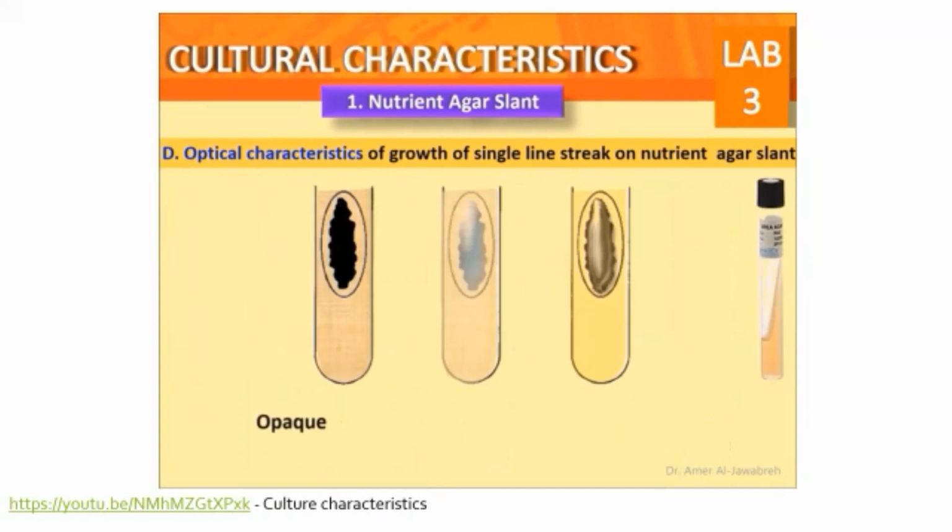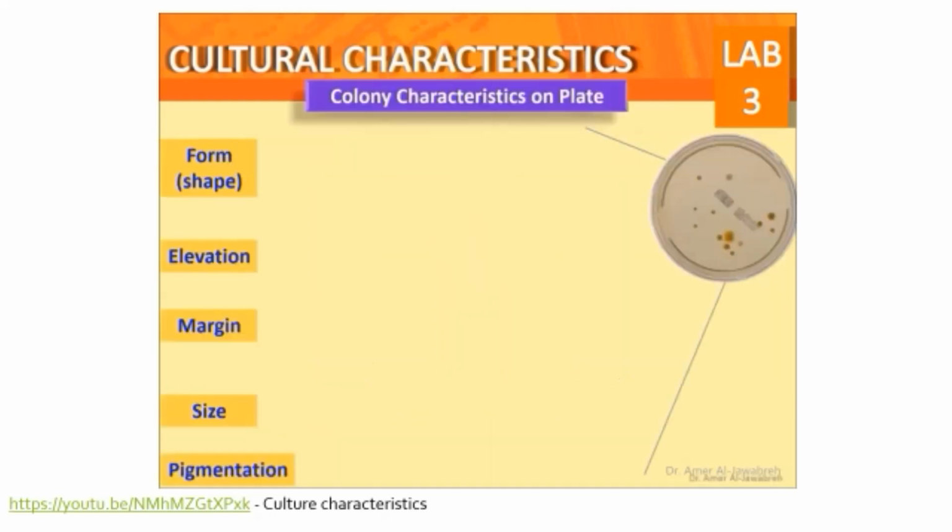Optical characteristic: opaque, with no light transmission; translucent, with partial light transmission; or transparent, with full light transmission. So it's related to opacity. Colony characteristics on a plate.